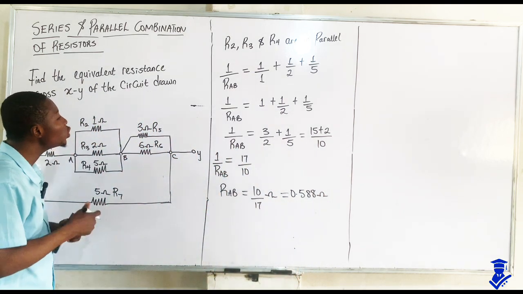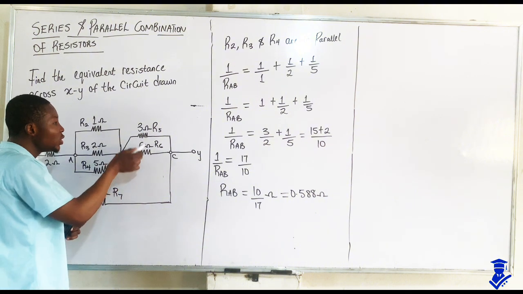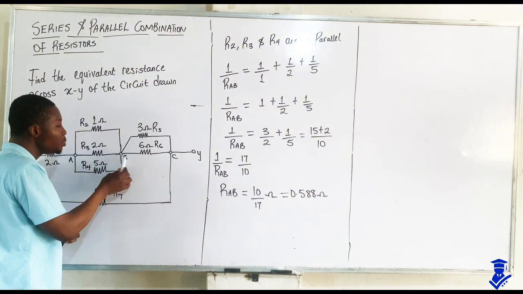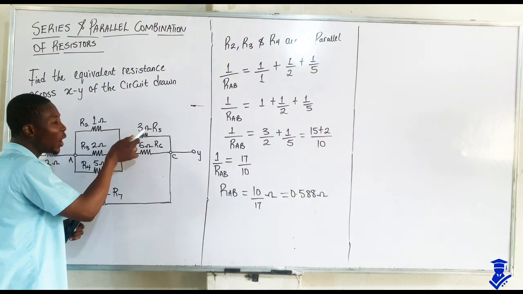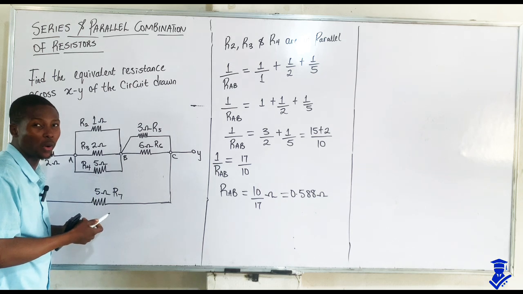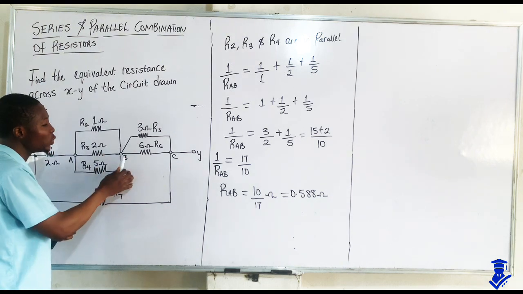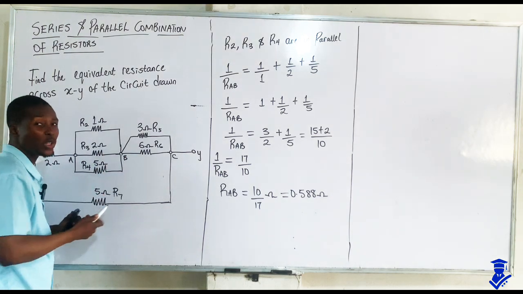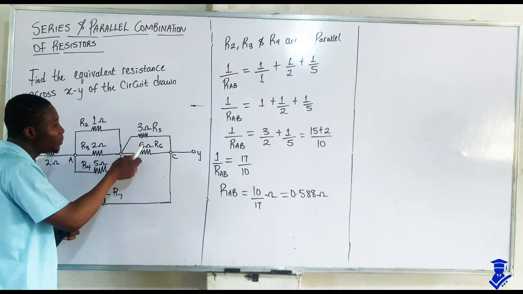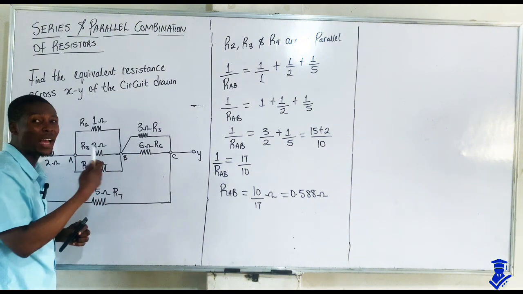Now, if you also notice, these resistors R5 and R6 between B and C are in parallel also. They are the resistors between point B and point C, and they are in parallel, meaning R5 and R6 are in parallel.